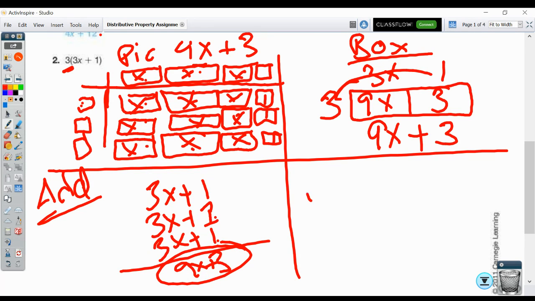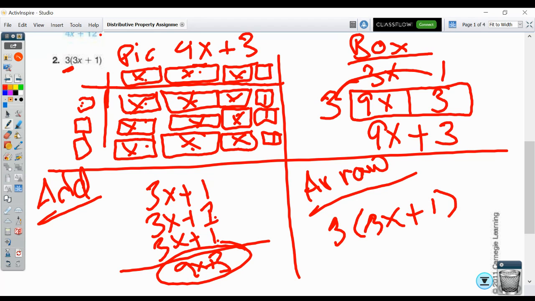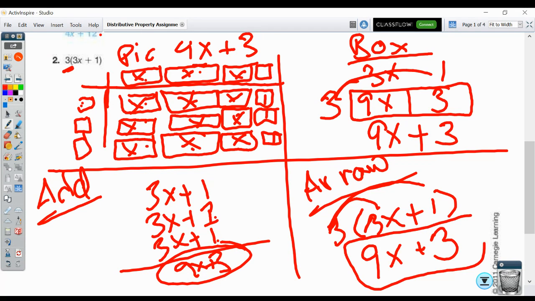The last method is the arrow method. And so I'm going to take 3x plus 1. And I draw the arrow and multiply. 3 times 3 is 9x. And I draw the arrow and multiply. 3 times 1 is 3. And that's my answer.